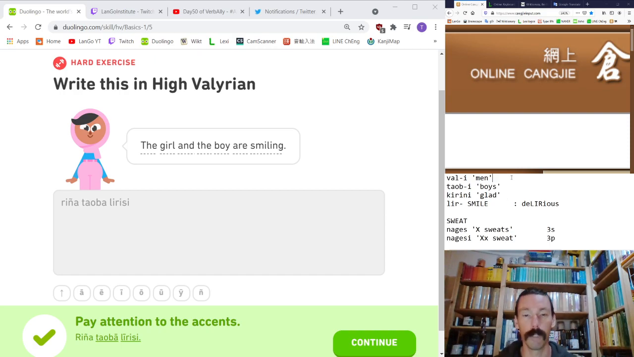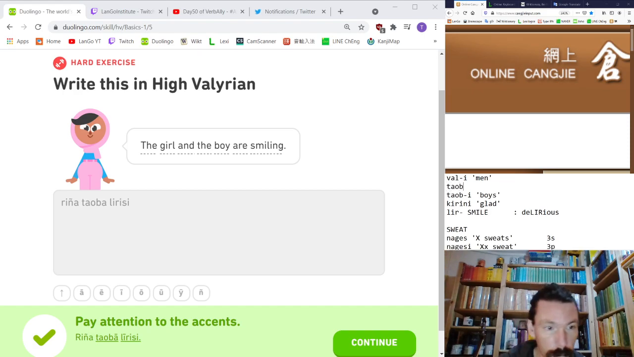Yes, I did come here to pay attention to the accents. That's what I'm here for. Taoba is the stem, and with a long vowel for the singular. It's like Hindi. Boy. So, one downside to this notation that I'm using is it's hard to see. I just use a long or double vowel there to mark the long one. Girl and the boy are smiling. Taoba. And then lirisi too, that's long.